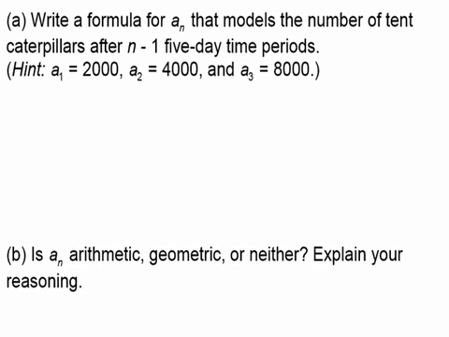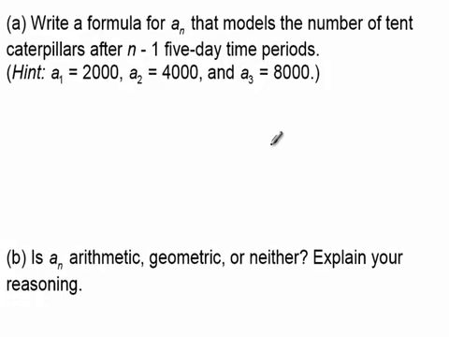A. Write a formula for A sub n that models the number of tent caterpillars after n-1 5-day time periods. A hint: A sub 1 is 2,000, A sub 2 equals 4,000, and A sub 3 equals 8,000. So let's find our change factor.